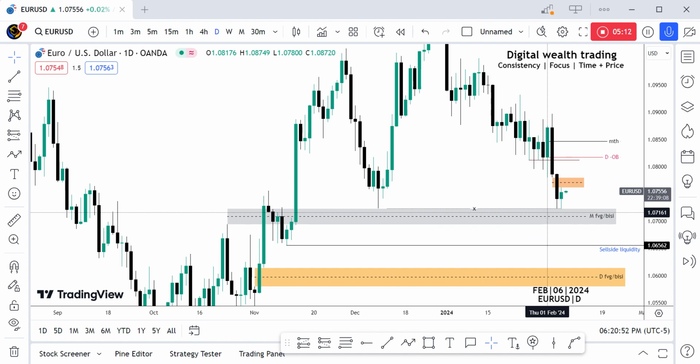Now, casting forward, we have a daily ICT fair value gap that formed in today's price, which is what I'm just referring to, and I am anticipating to see it hold price if the algo is bearish. And also, a daily ICT bearish order block formed on Thursday, 1st of February 2024.